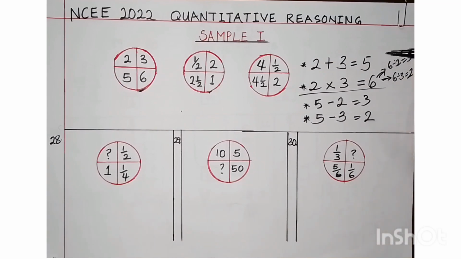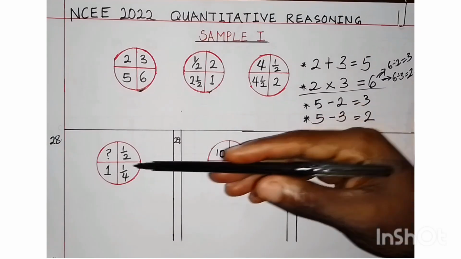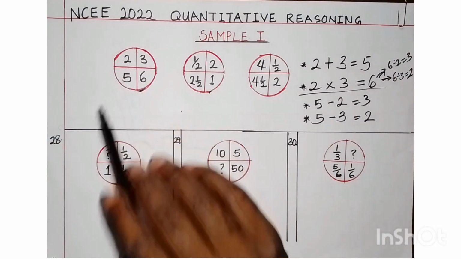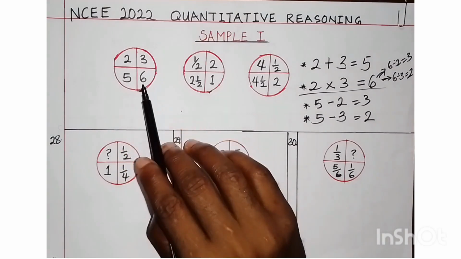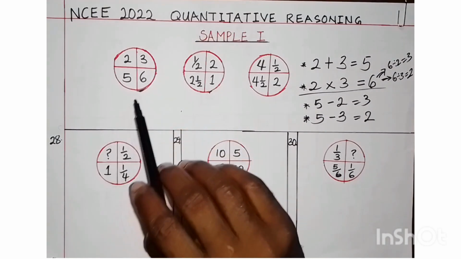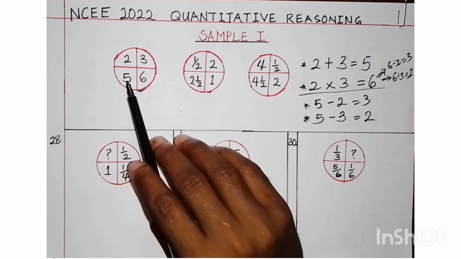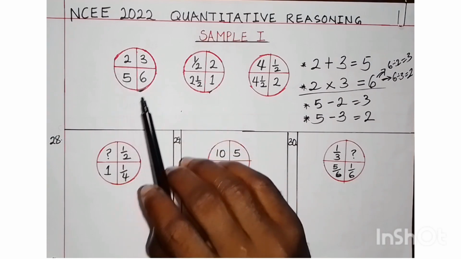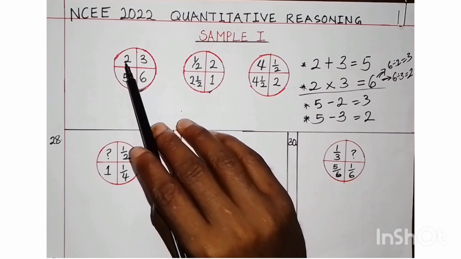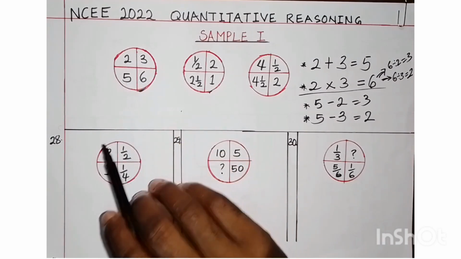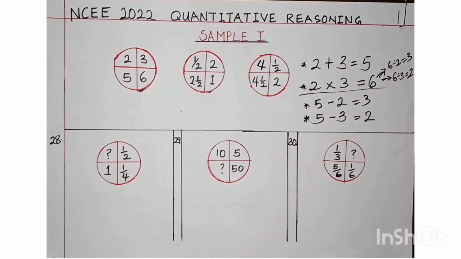Questions number 28, 29 and 30. The first thing we say is 2 plus 3 equals 5, and 2 times 3 equals 6. Then we could do 5 minus 2 is 3, and 5 minus 3 is 2, or 6 divided by 2 is 3, and 6 divided by 3 is 2. Now let's go ahead and solve.